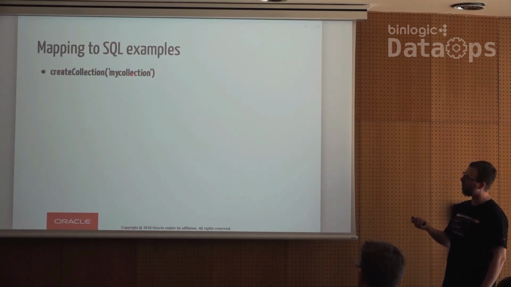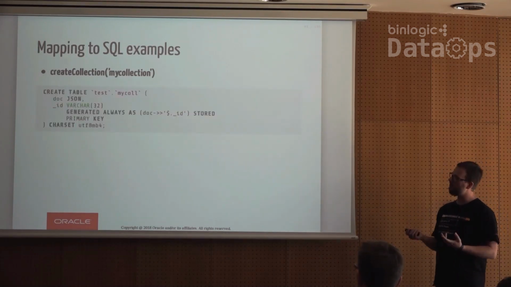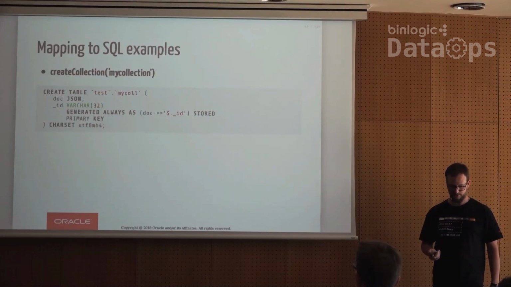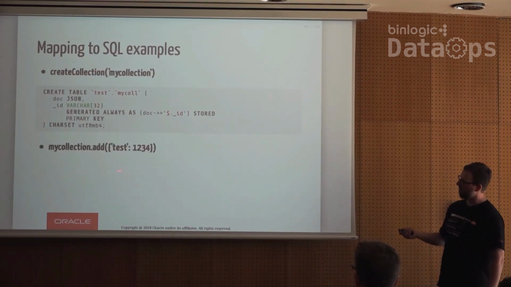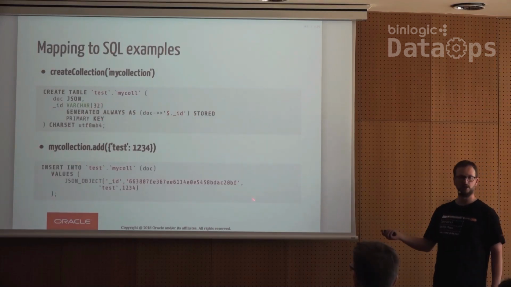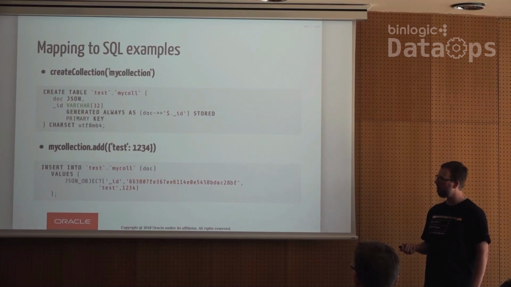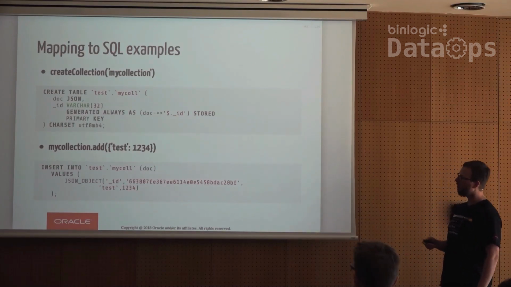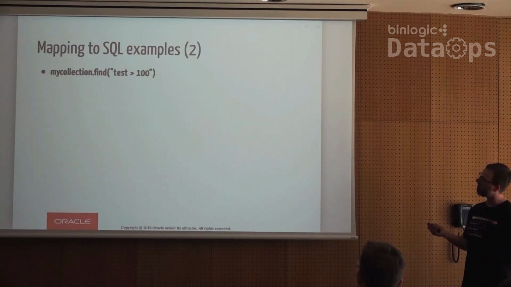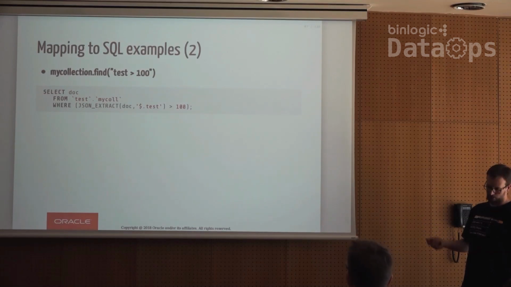So when we create a collection, what happens is exactly the same as when we do create table, with the name of the collection, then doc JSON, and ID, which we retrieve, and we created it before, right? So when we add data, like this, we add the document. What happens? We do an insert in this document column, which is JSON. We add that information, we add the JSON object, right? When we do find, we do exactly a select to get the data out of it.